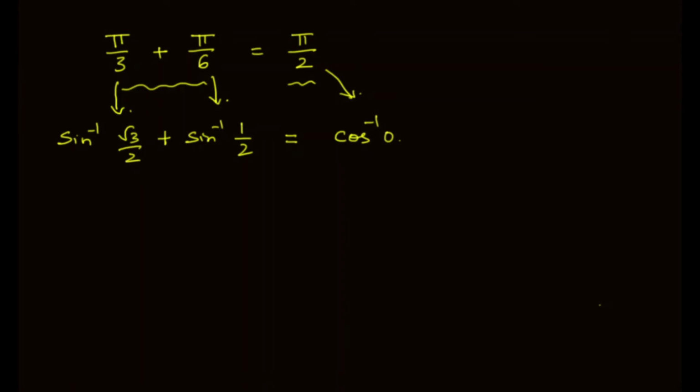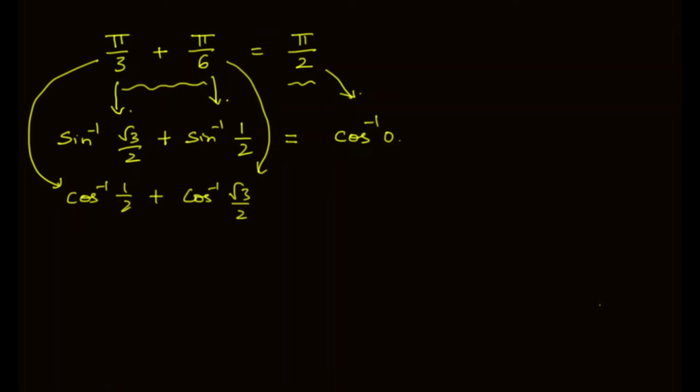So I can write pi by 3 as cosine inverse 1 by 2. So pi by 3 can also be written as cosine inverse 1 by 2. And pi by 6 is cosine inverse root 3 by 2. And pi by 2 is equal to cosine inverse 0.